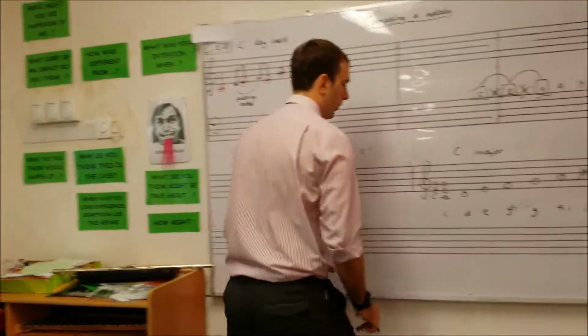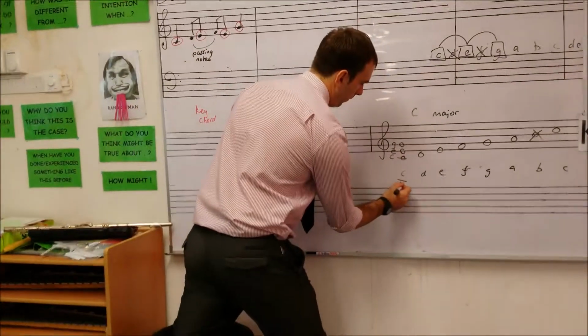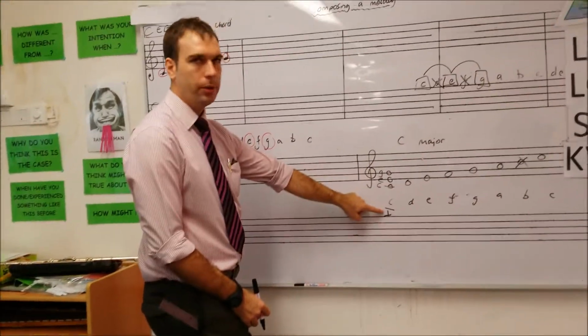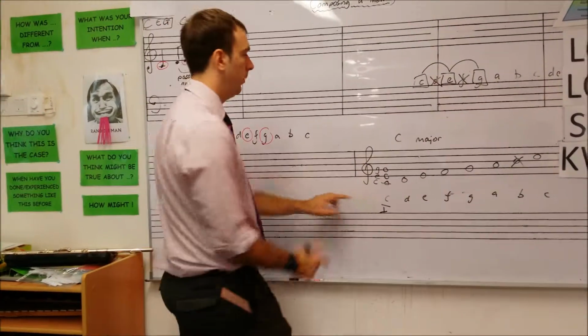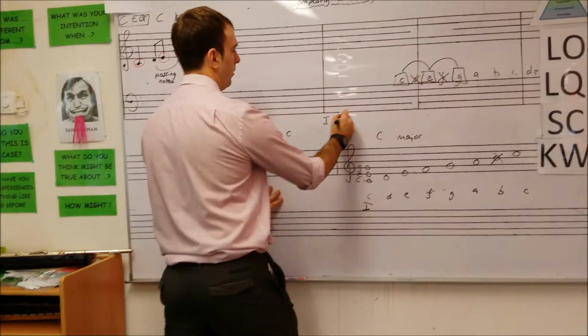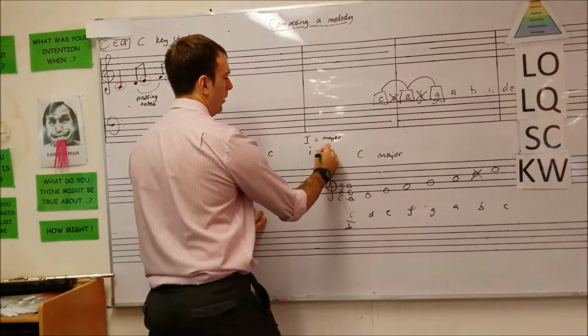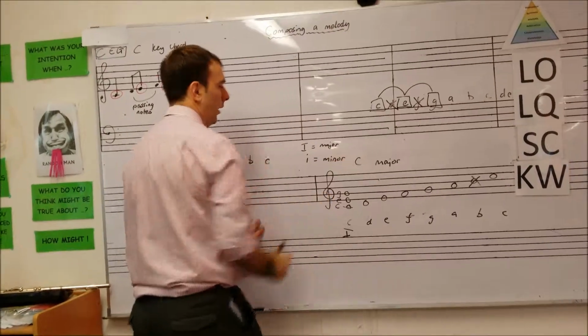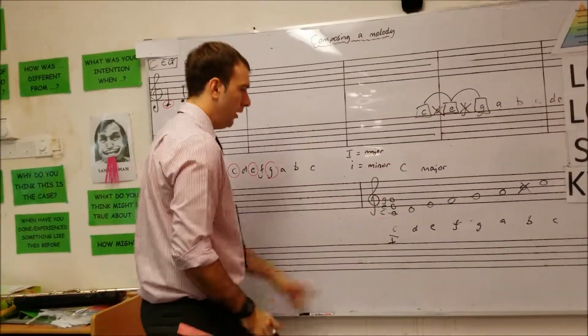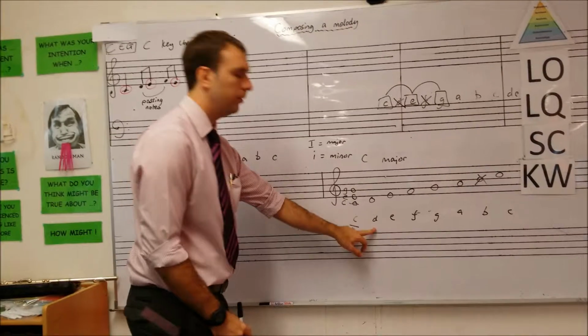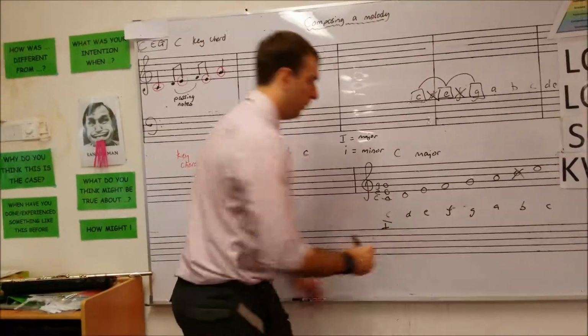Now, chord 1, which you write like this with a big Roman numeral, is major. So this sign means major. If it was this, it would mean minor. Let's make a D chord, chord 2. Chord 2 is minor.